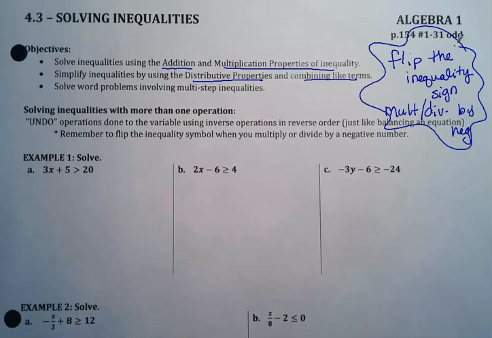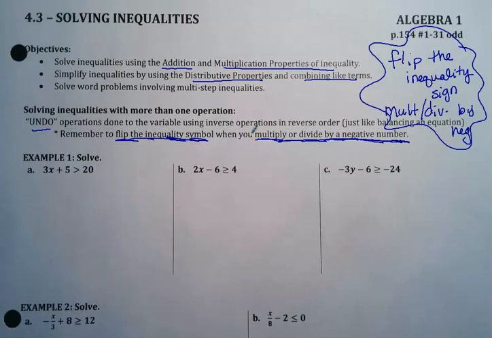All right, so solving inequalities with more than one operation. We're going to undo the operations done to the variable using inverse operations in reverse order. It's just like balancing an equation or doing that teeter-totter we talked about. Okay, and then remember to flip the inequality symbol when you multiply or divide by a negative number. Cannot stress that enough. Okay, so let's jump in.